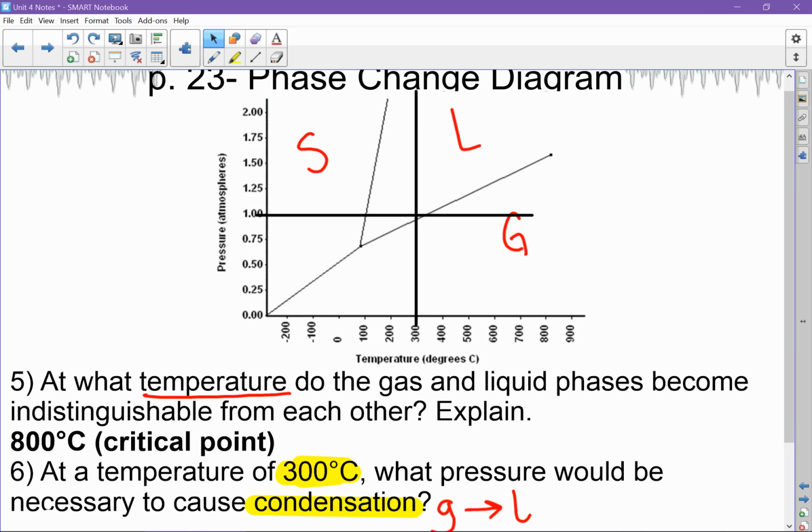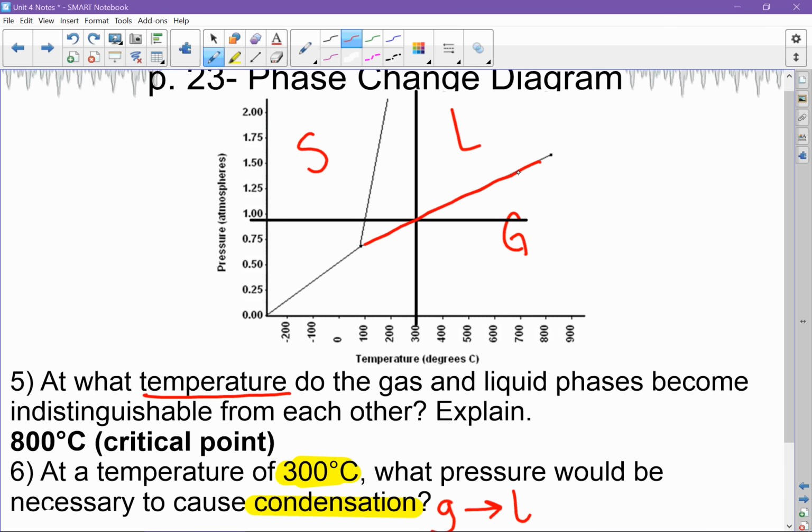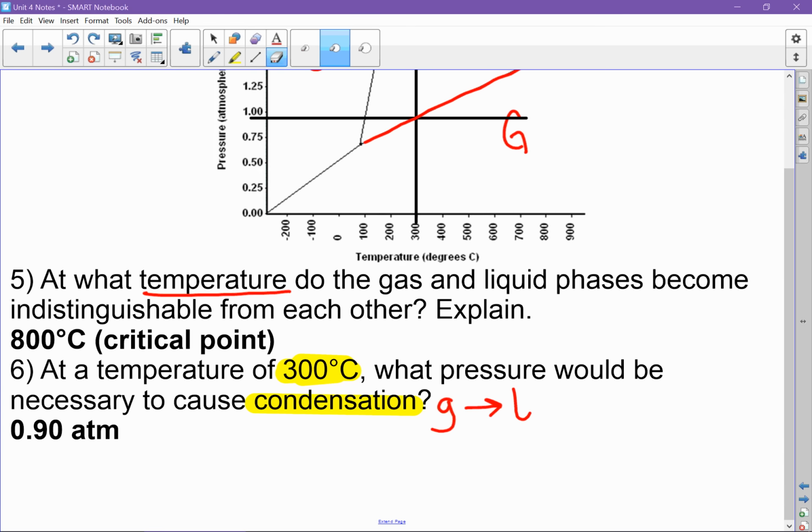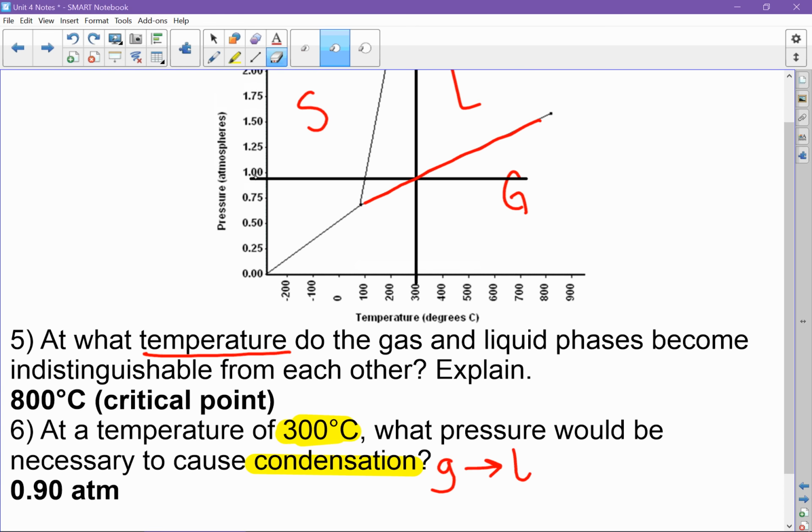So if I go up here and I would start in the liquid, then I need to start in the gas and I need to get to the liquid, right? So I'm still in the gas, still in the gas, still in the gas. But if I get to about there, then I'm touching that condensation line that happens between gas and liquid. Okay, so that's happening at about 0.90 atm. See how it's just a little bit below 1 atmosphere? That's what's going to get me to cross that line so my gas can turn into a liquid, which is condensation.